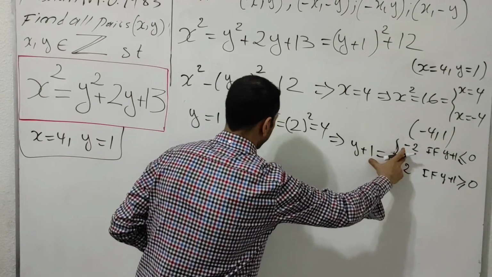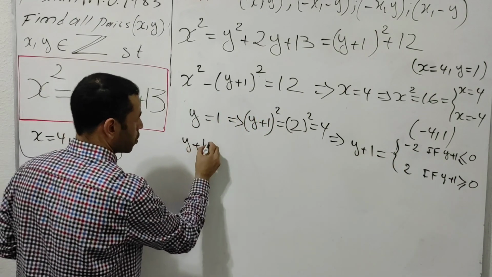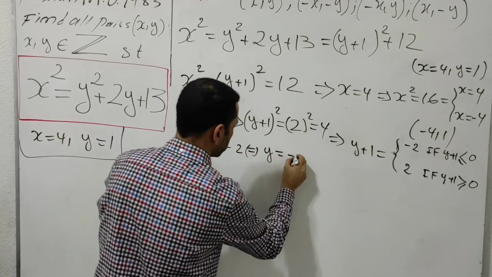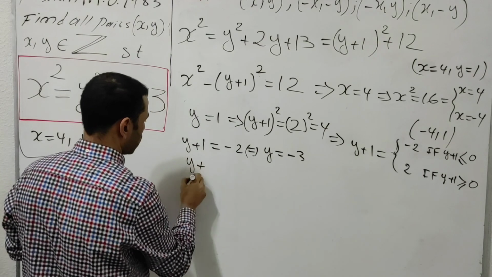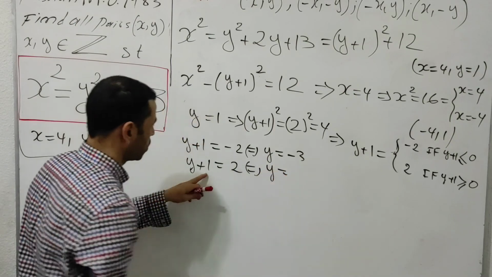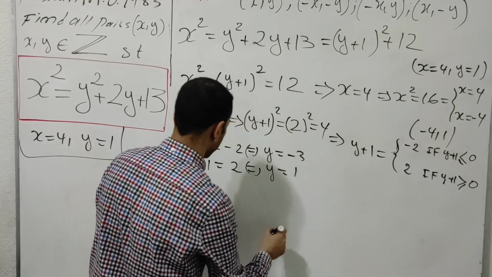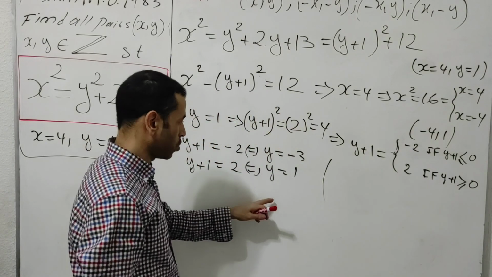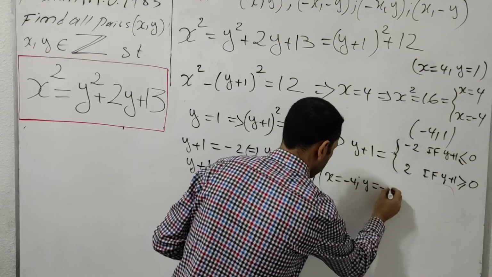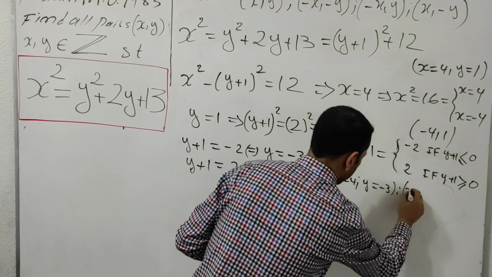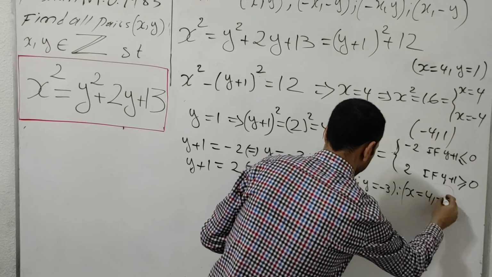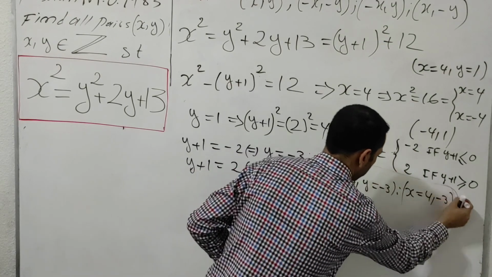I'm going to check with this one first. I have y plus 1 equals minus 2. That means I will have y equals minus 2 minus 1, which is minus 3. We'll have another choice, y plus 1 equals number 2. By taking number 1 to the other side, we'll get 2 minus 1, which is 1. So we'll have 2 new solutions. I will get x equals minus 4 and y equals minus 3. The second solution, I will get x equals 4 and y equals minus 3. Okay, these are 2 more solutions.